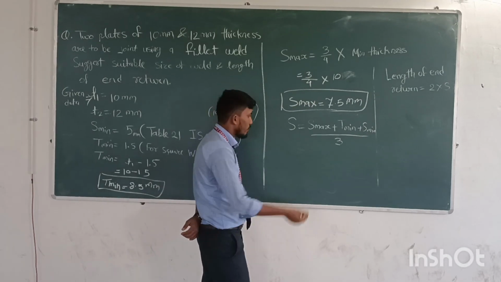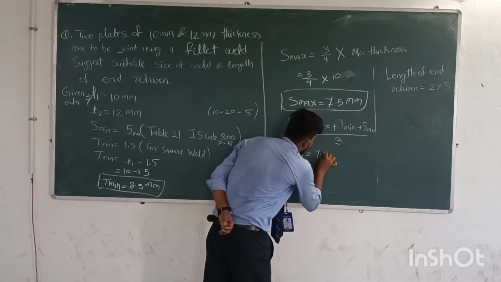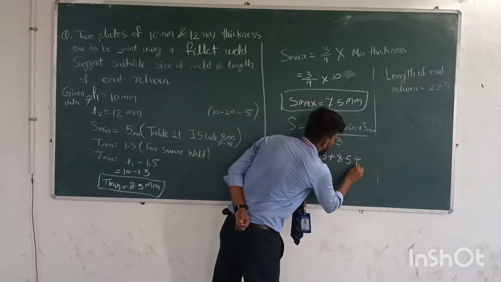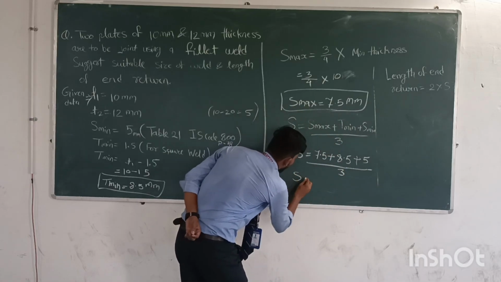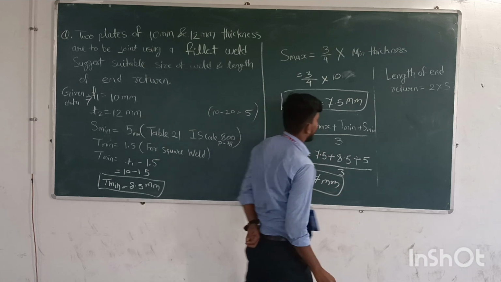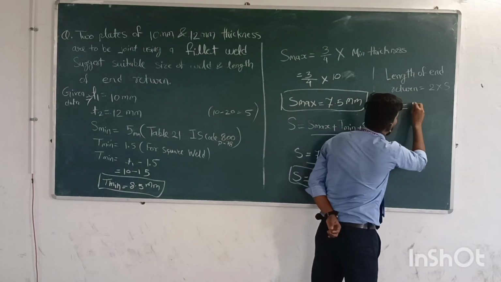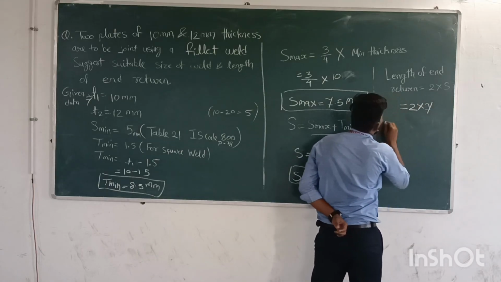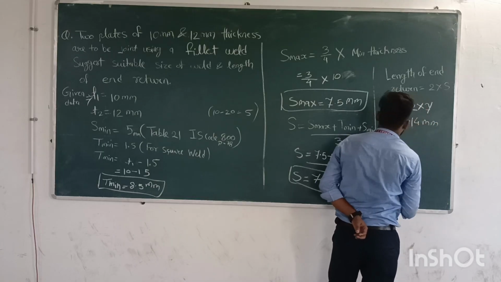And the third is S is equal to S max plus T minimum plus S minimum divided by 3. Then put the values in S is equal to S max 7.5 plus T minimum 8.5 plus S minimum 5 divided by 3. So S is equal to 7 mm. And the fourth is the length of end return, which is equal to 2 into S. We put the values. 2 into S is 7 mm. So equal to 14 mm.